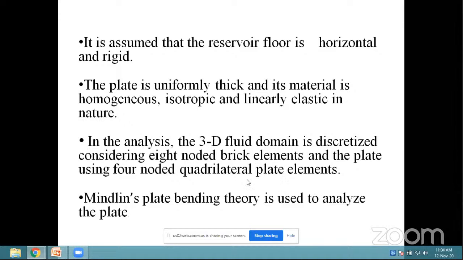So here I have used Mindlin's plate bending theory. There are some other theories like Kirchhoff's plate theory, but Mindlin's theory is used only to take care of the shear in the plate. So generally for thick plates, we use Mindlin's plate bending theory.